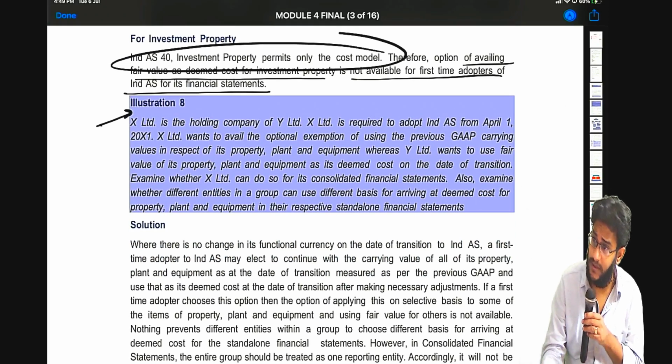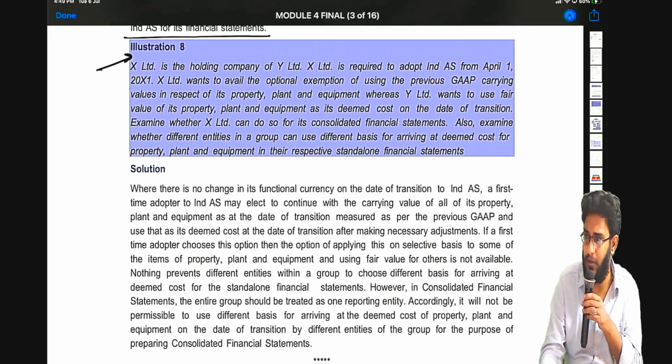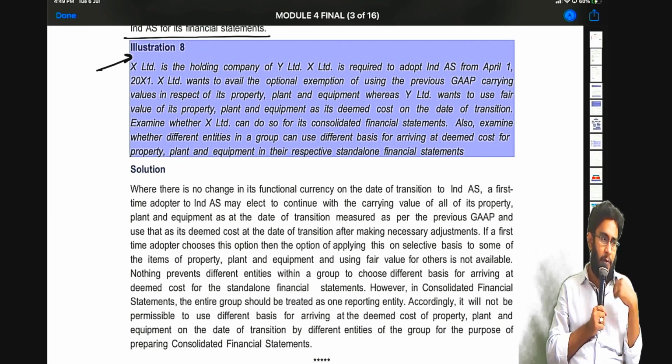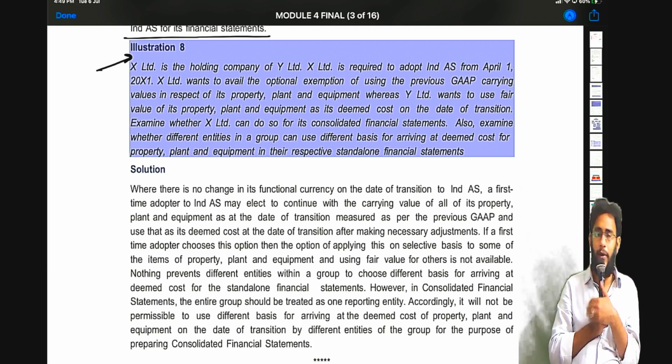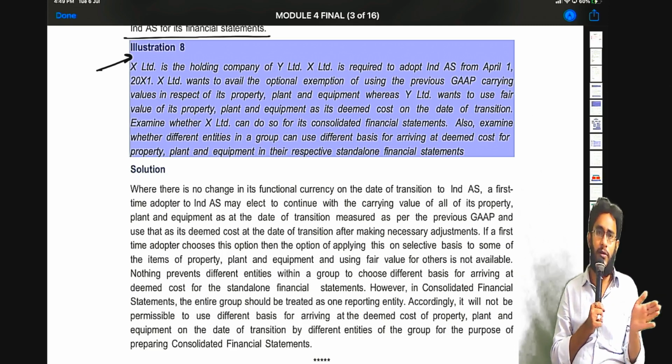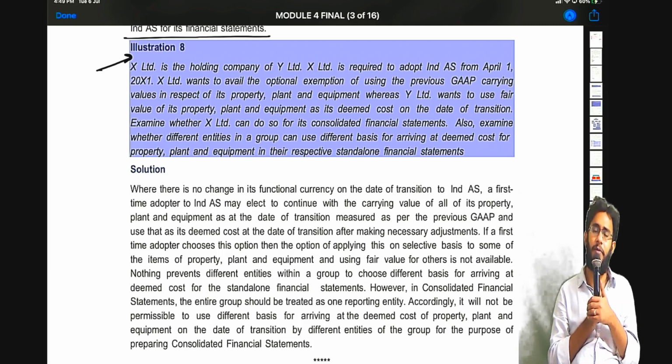Eighth question is an interesting question, and of course not likely for examination, but I'll just discuss it. Sir, I am X Limited, I am the parent. I have a subsidiary, Y Limited. X Limited migrated to Ind AS. Of course, Y Limited also has to migrate to Ind AS because it's a subsidiary.